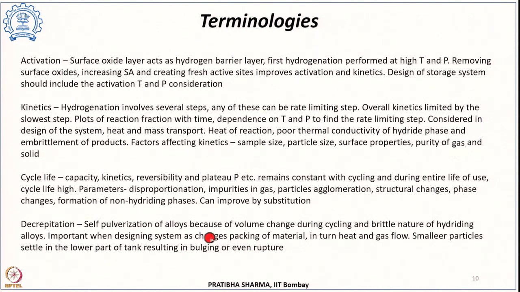With time, with repeated cycling, the particles will break into smaller particles, and that may change the porosity and affect the gas and heat flow inside the metal hydride bed. These smaller particles will tend to settle into the lower part of the tank, and when they settle at the bottom, during hydrogenation there will again be an expansion of the lattice, and that could even lead, after a certain time, to bulging of the tank from the bottom, or even rupture of the tank.